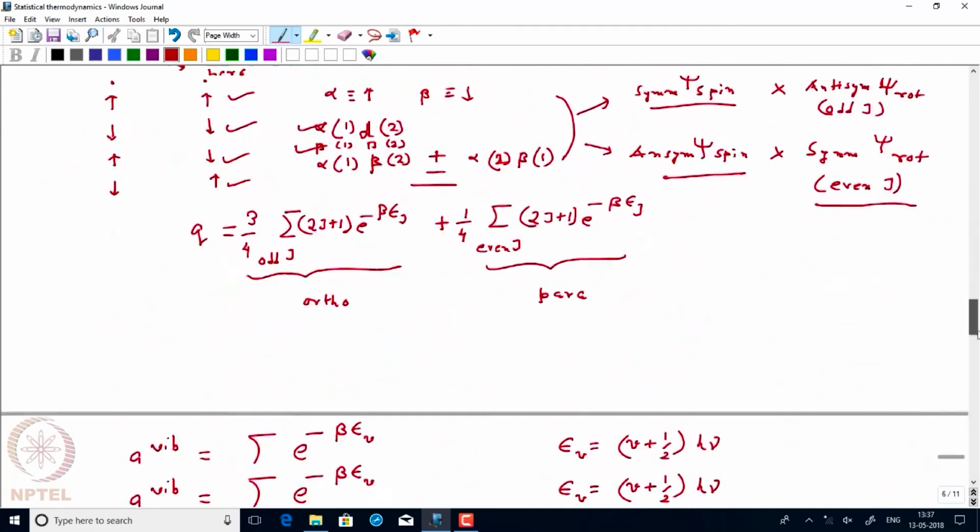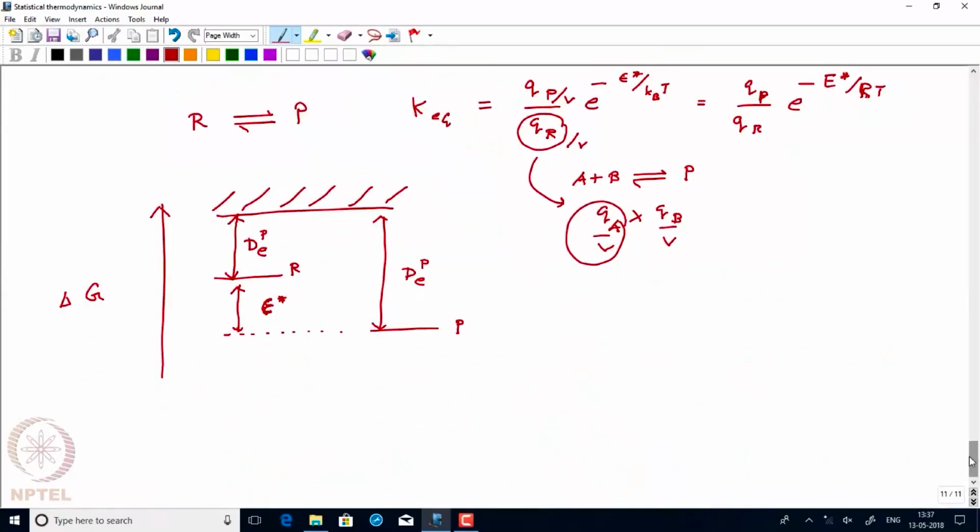But rotation, vibration and electronic degrees of freedom are internal motions, and they do not depend on the volume. So when you write QA as QA translation, QA rotation, QA vibration and QA electronic, you associate this volume with the translation only, and then you calculate it. Similarly for QB you have to do the same thing. So that's how we calculate the equilibrium constant.